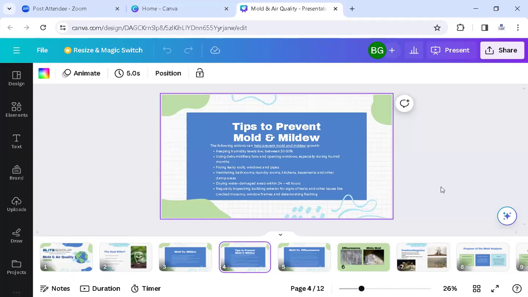Regularly inspecting building exteriors for signs of leaks and other issues like cracked masonry, window frames, and deteriorating flashing. These are all things that will help prevent the intrusion of moisture, or the presence of moisture in great amounts, and mitigate your possibility of getting mold and mildew in your home. So if you want to pass those tips on to buyers, great. If you don't, I would take this advice home and just pay attention to what your home looks like.